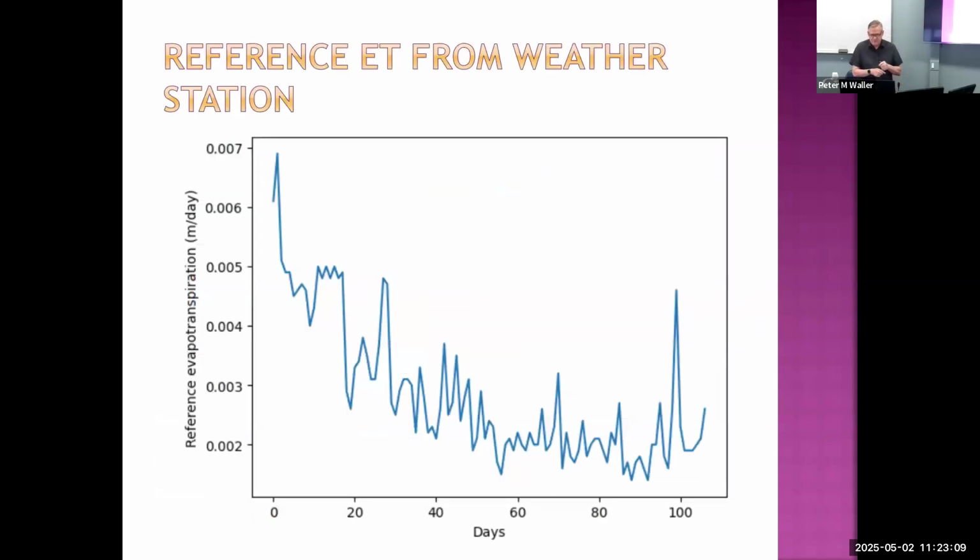Okay, so here's my reference ET from the weather station. You can see that on October 1st, it's still up around 0.07 millimeters a day. But then in the middle of winter, it's getting down towards 2 and 1 millimeter per day. So if I'm growing broccoli in winter, I'm really not using that much water.